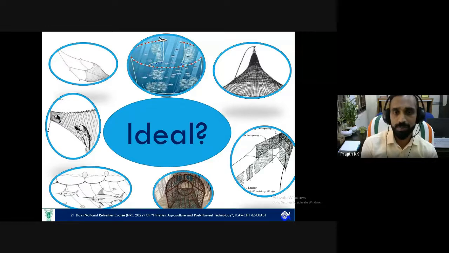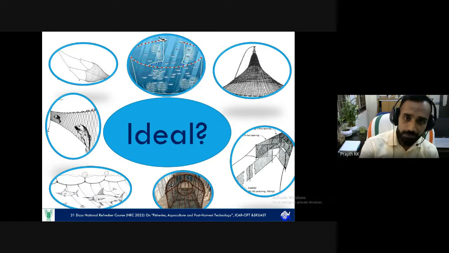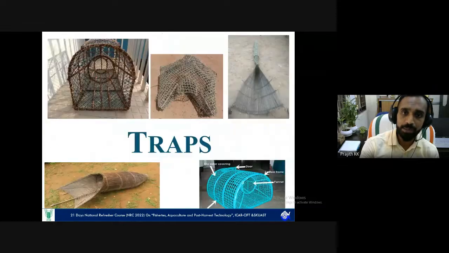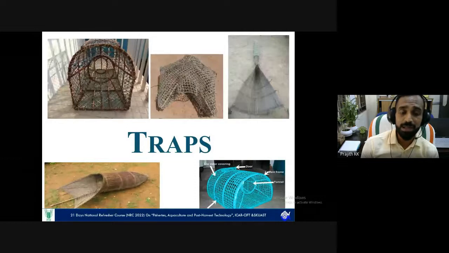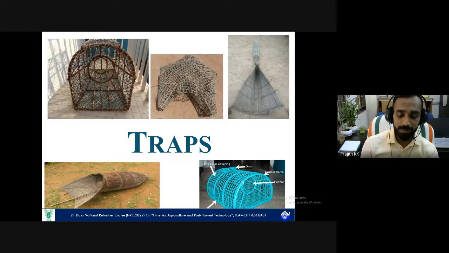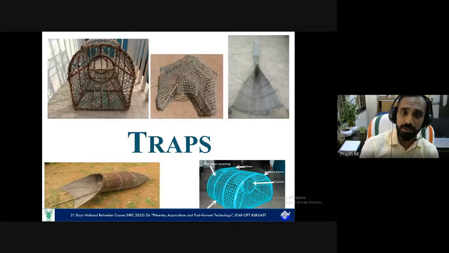You can see a lot of gears, but when we examine each and every gear, we will understand that there is no gear we can call ideal. Actually, this is only a concept. There is no gear we can call an ideal fishing gear. But if you analyze one by one each and every parameter or factor required for an ideal gear, the trap is among the fishing gears which satisfy most of the criteria required for an ideal fishing gear. So we will be discussing the positive aspects of traps.